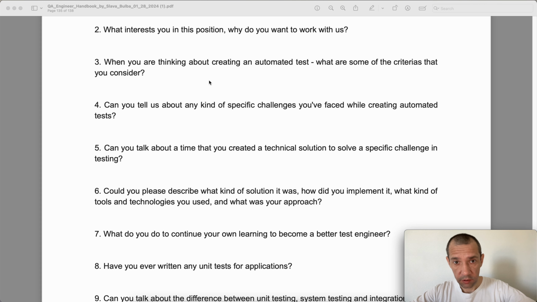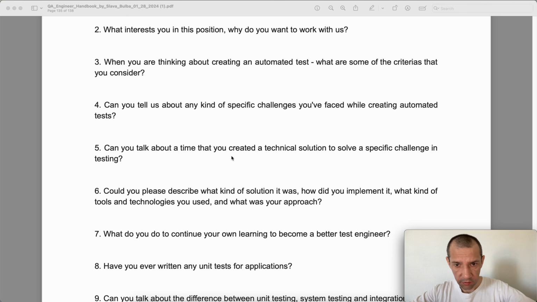When you're thinking about creating an automated test, what are some of the criteria that you consider? So not everything is possible to automate. Automate only repetitive tests and so on. Can you tell us about any specific challenges that you faced while creating automated tests? I told about unstable test environments and creating workarounds or retries in tests.